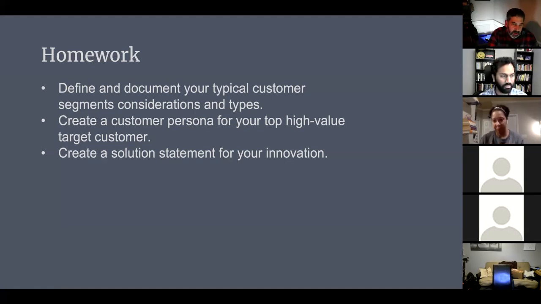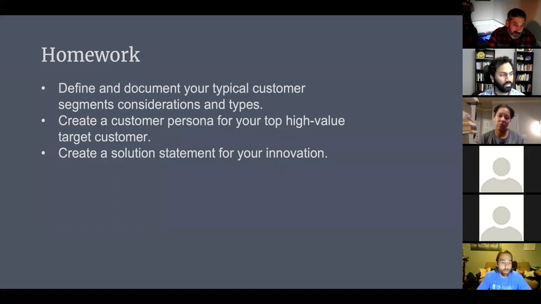Then I want you to define and document your typical customer segments, considerations, and types. You don't have to go through extensive detail, but I do want you to take into consideration the considerations and types and tell me which ones most match up to the customers that you're trying to target and isolate. So take that into consideration around your typical customer.